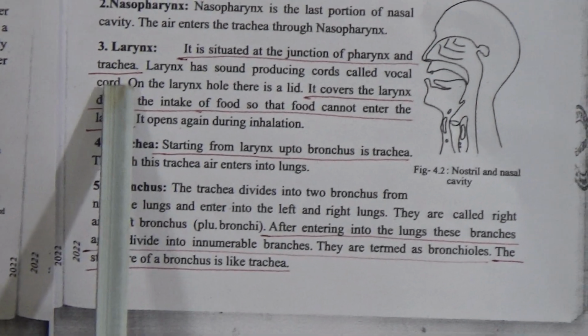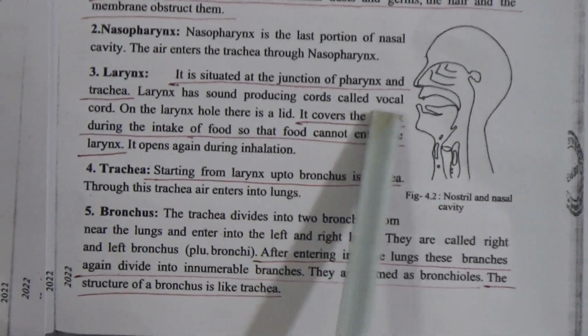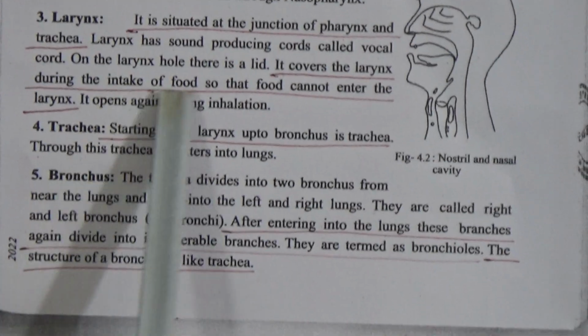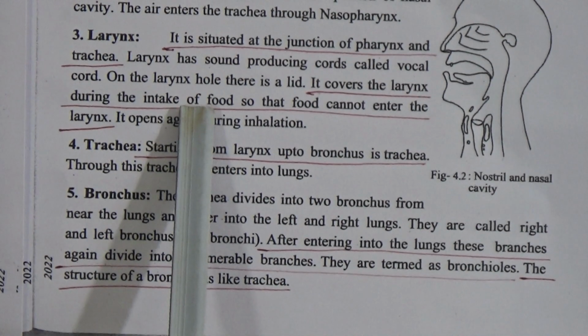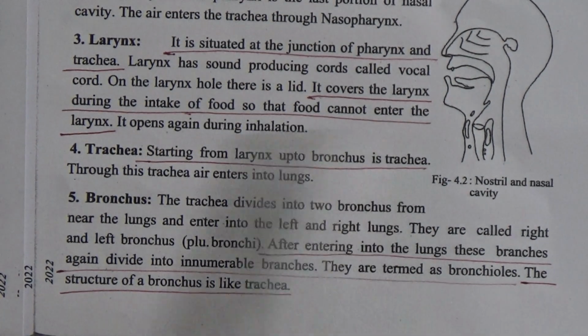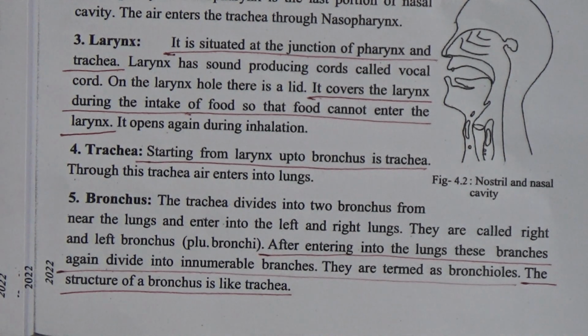Number 3, larynx. It is situated at the junction of the pharynx and trachea. The larynx has sound production cords called vocal cords. On the larynx hole there is a lid. It covers the larynx during the intake of food so that food cannot enter the larynx. It opens again during inhalation.